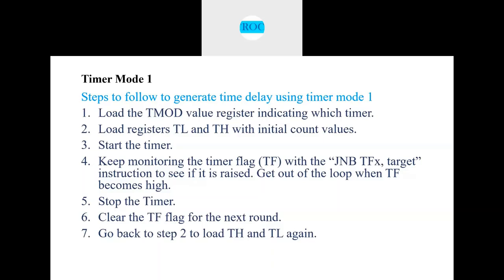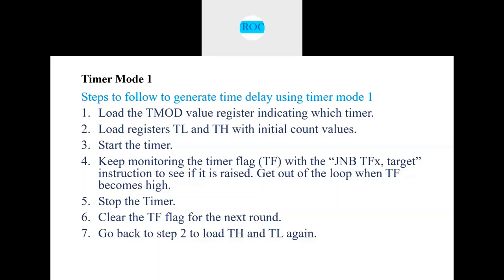I guess you will understand this one when we go through some examples and when we write the ALP program for it. The first step is to load the TMOD register with mode 1, whether it is timer 0 or timer 1. For mode 1, what should be the value for M1 and M0? M1 is 0, M0 is 1.